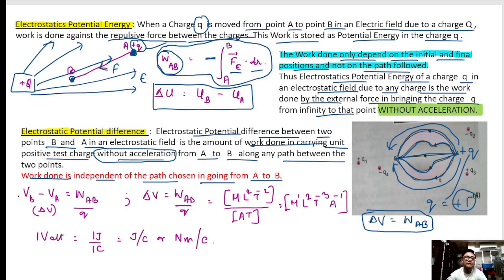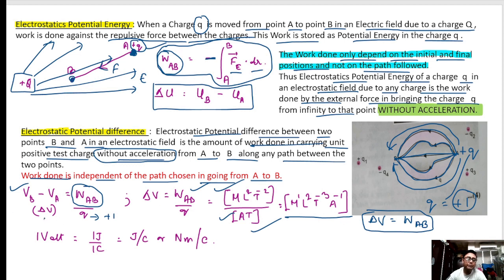Clear? So let's see. What is the potential difference? It is the work done to carry a unit positive charge. Okay, so the dimensional formula of work done is what we all know, and charge is current into time. So this is the dimensional formula of the potential difference.